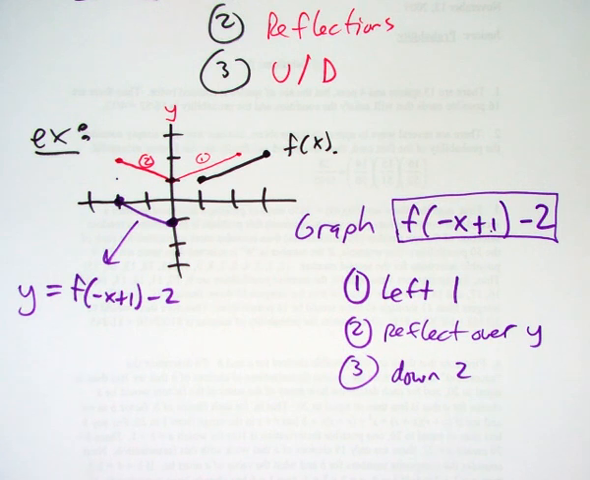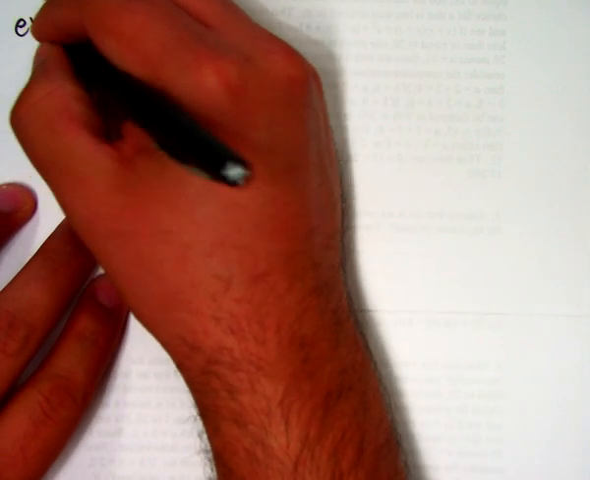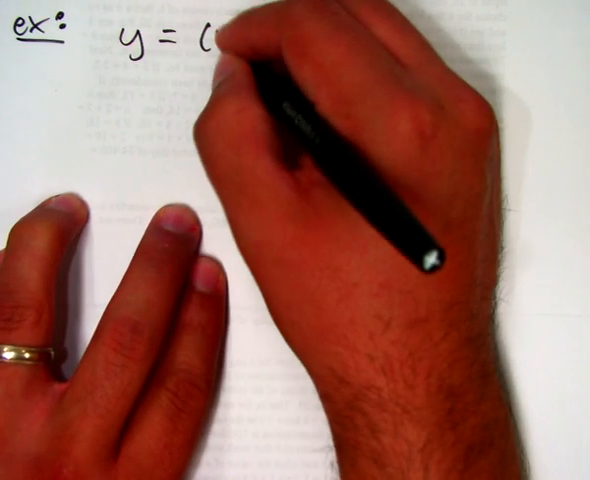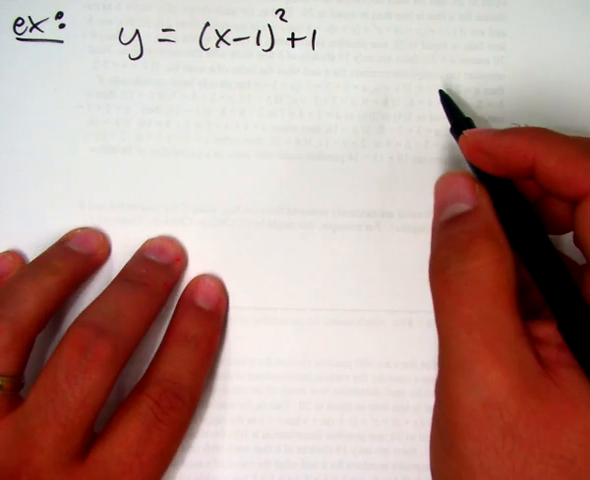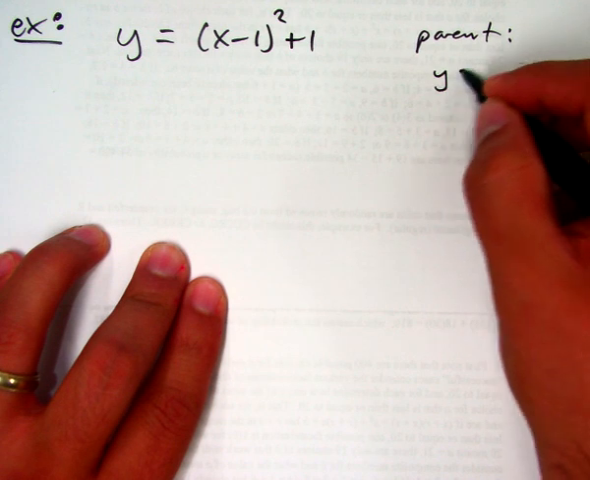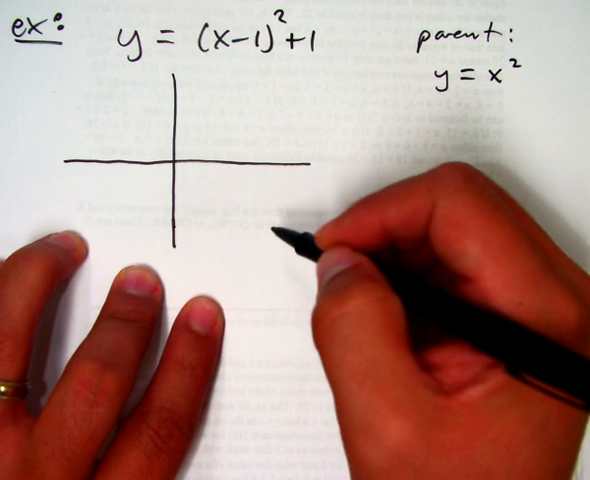Now the idea is that these work for any functions. So all those nice little parent functions that you guys learned, these also work if you recognize what's going on. So I'll just do a couple examples like that. So for example, let's say I have y equals (x minus 1) squared plus 1. The parent function, the one that we know about that's really related to this, is just y equals x squared. So I'm going to start with that. Okay, and I know what that looks like.